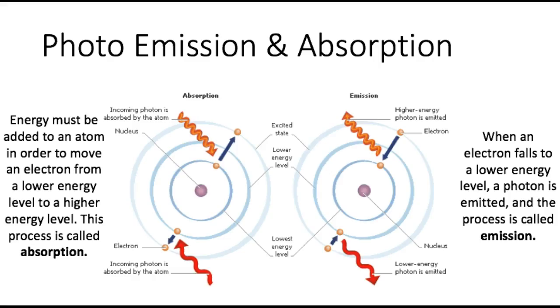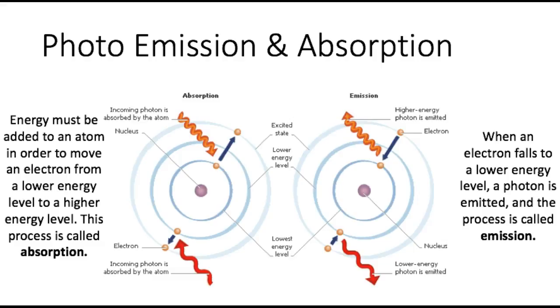So in general, there are two different ways that light can be added or given off in an atom. Energy must be added to an atom in order to move an electron from a lower energy level to a higher energy level. So we add energy by this photon that's added to the atom, and the electron jumps up to a higher energy level. This process is called absorption. The opposite is when an electron falls from a high energy level to a lower energy level, and that is when a photon is emitted or given off, and this is called an emission spectrum.